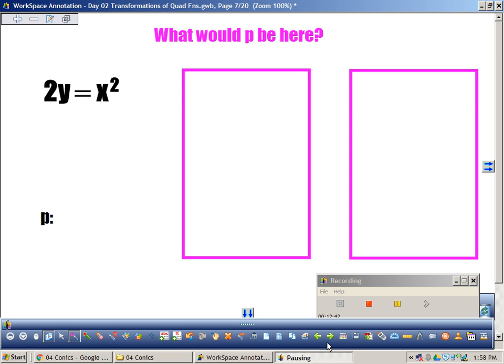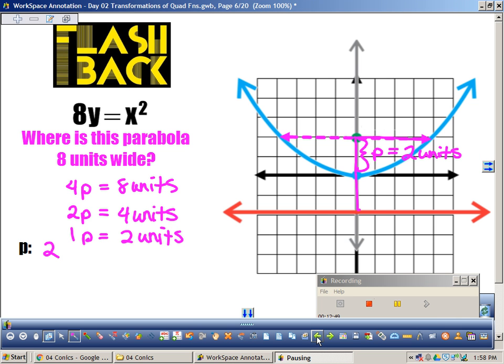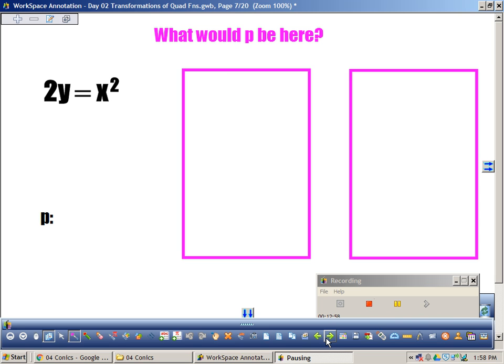Okay. I'm wondering, did you guys see the relationship here that Tristan was talking about? The coefficient of y is 8 units. It's the same as how wide my parabola is, 8. So let's use that piece of information. Can you tell me what p is with this one? Go. I don't know how to do it with this.